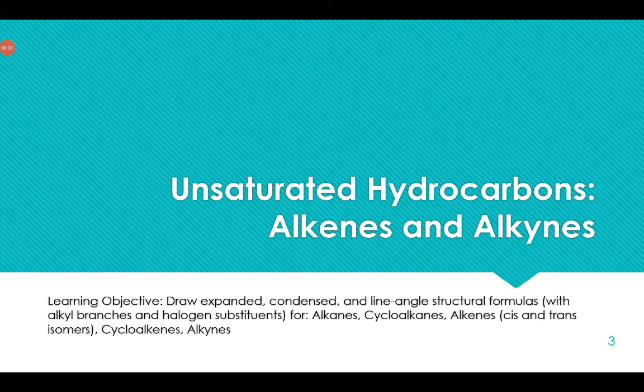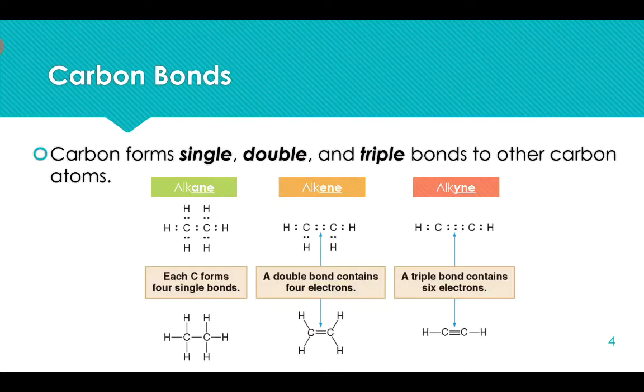In this video, we will be learning about unsaturated hydrocarbons, which are known as alkenes and alkynes, and learn to draw their structures. So alkanes had single bonds between carbon atoms. Alkenes have a double bond between carbon atoms. Double bonds are where 4 electrons are shared. Alkynes have 6 electrons shared between carbon atoms.